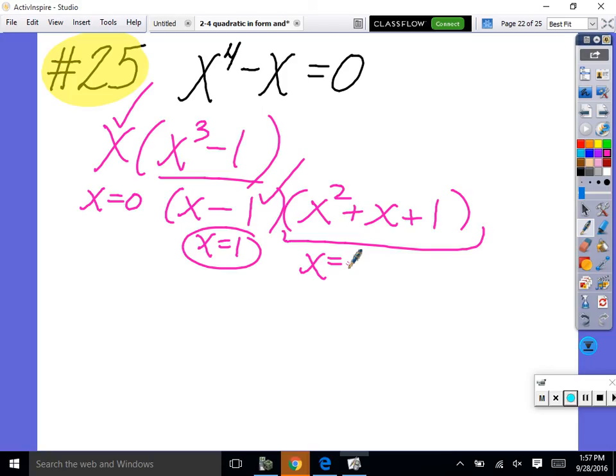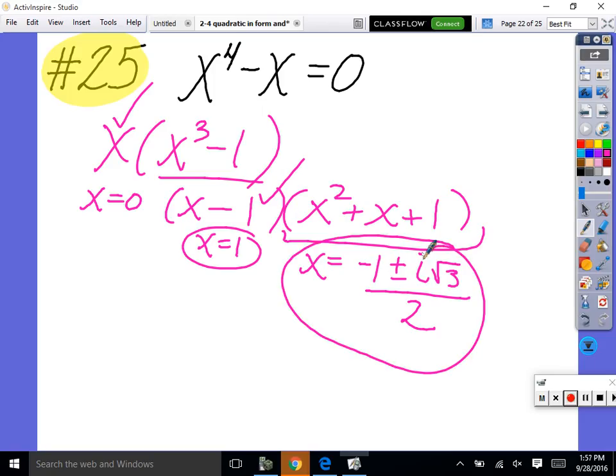So you would get x is equal to -1 plus or minus i square roots of 3 all over 2. You could check this later if you had extra time. So we would go through the quadratic formula. Check how many solutions you have. 1, 2, 3, 4, and it was degree 4. So we're good.